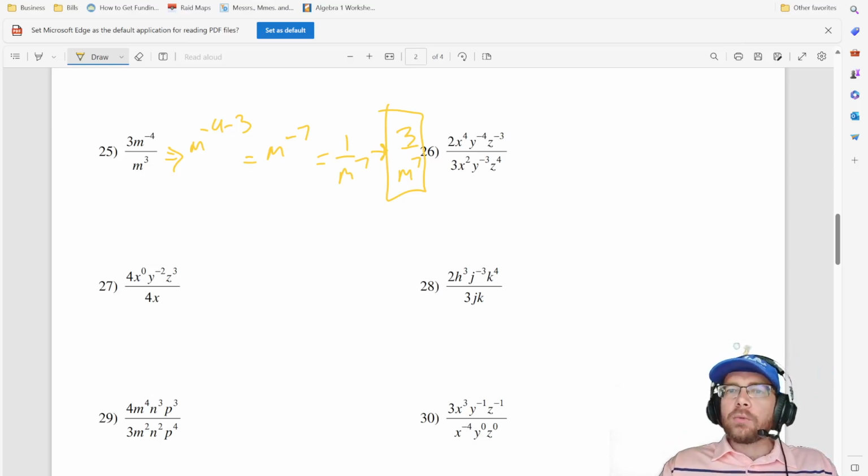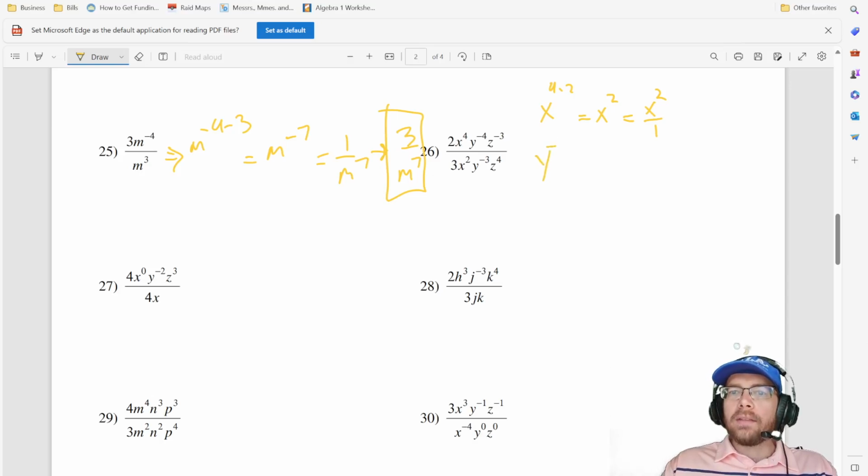But we can take each one individually, one at a time. Here, for the x's, let's say, we would do x to the 4 minus 2, which is x to the 2nd power. And then that's it, right? So that's x squared over 1. That's in the numerator. Okay, what about with the y's?